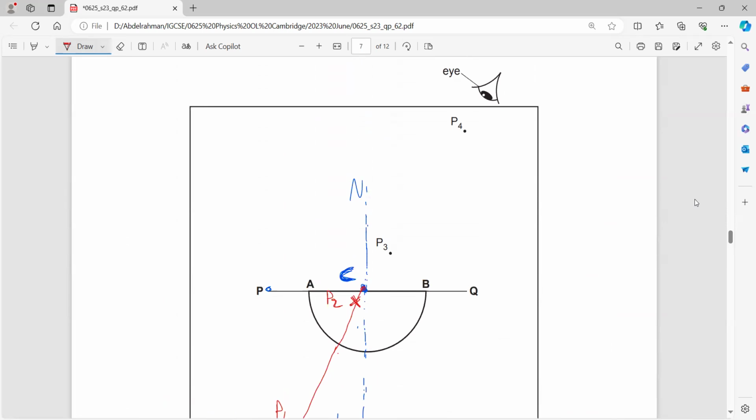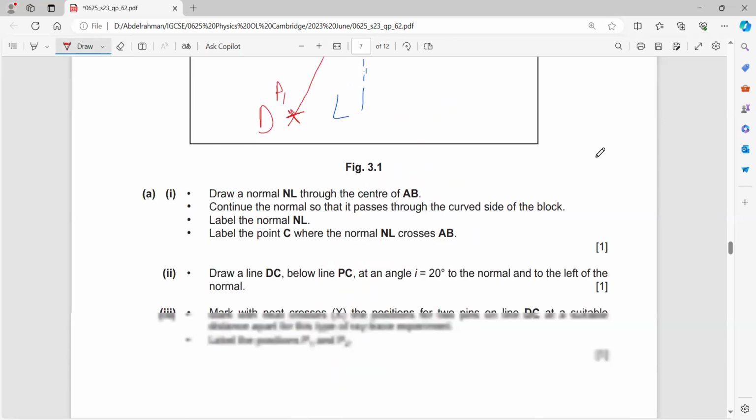I will join them together using, of course, the ruler. And I will name the end of the line from the opposite side E. This is the line, and of course you should draw the line using a ruler.